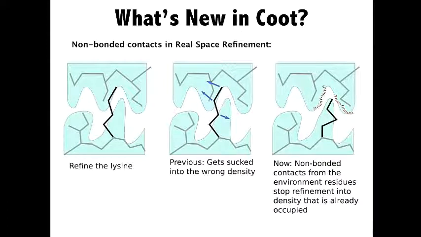We've got non-bonded contacts in real space refinement. So here, if you were trying to refine a particular lysine that's not in the correct place, previously it would get sucked into the wrong density. If it's near another bit of the protein, it could just fall into this region here. But now we've got non-bonded contacts from the environment residues, which should stop that happening, and instead it will bounce the lysine side chain away from other bits that are modelled, so that it should fit into the density that it belongs in.